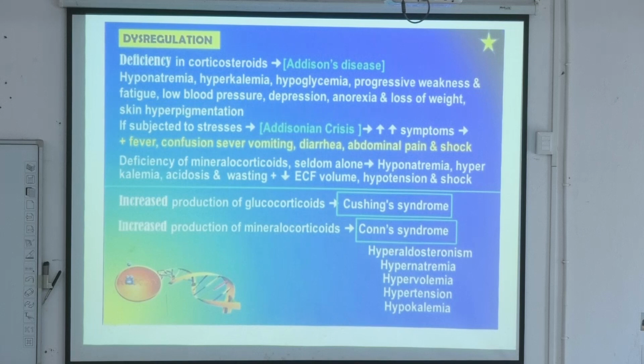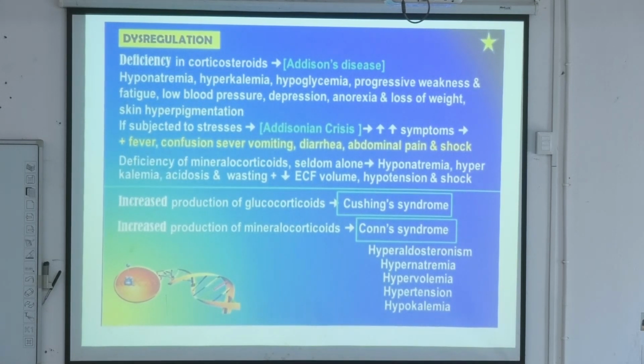The patient with Cushing syndrome, because of excessive steroid hormone, glucocorticoid, becomes round and a lot of problems occur in the body. That is Cushing syndrome, excessive glucocorticoid. And if there is excessive mineralocorticoid, another syndrome develops called Cohn's syndrome.